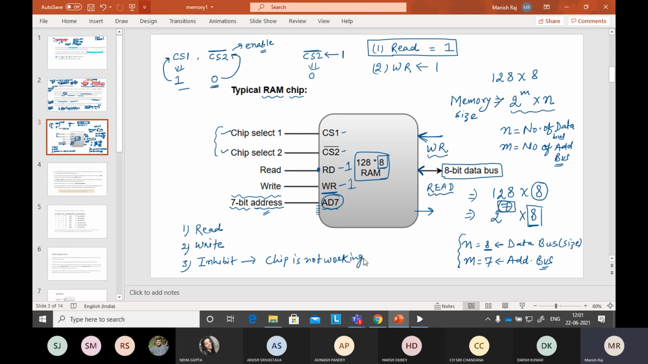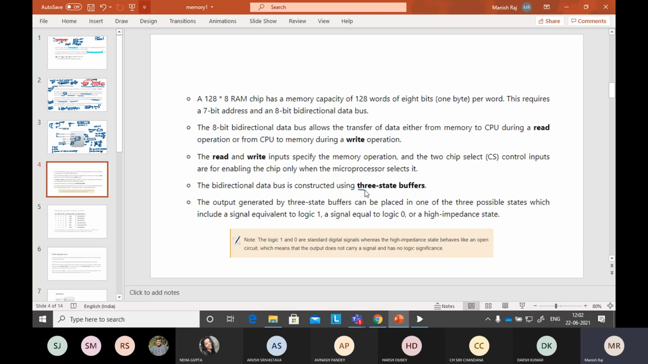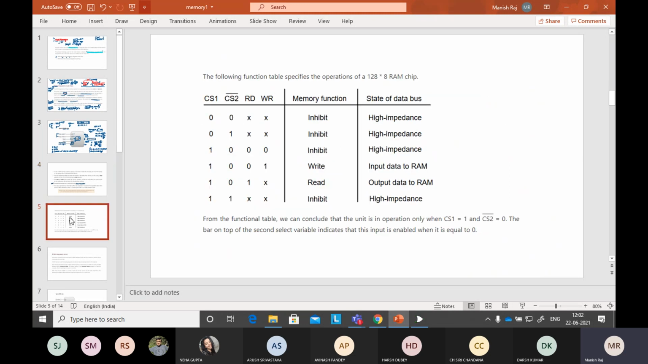What is the condition where the chip is not working? There are three states: first is read, second is write, and third is inhibit. So this chip can work in three ways. Now one by one we can see. What is the meaning of write? Write means that you are inputting data into the RAM.